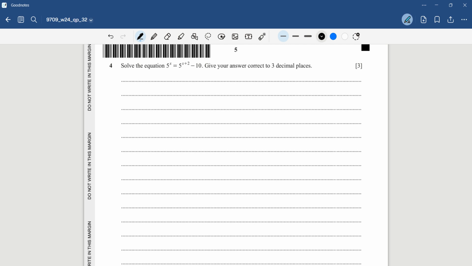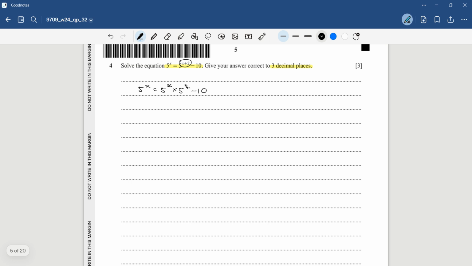Question number 4. Solve 5 to the power of x equals 5 to the power of x plus 2 minus 10. You need to solve this equation and give the answer correct to 3 decimal places, so take note of this. So for this, 5 to the power of x equals 5 to the power of x multiplied by 5 squared minus 10.